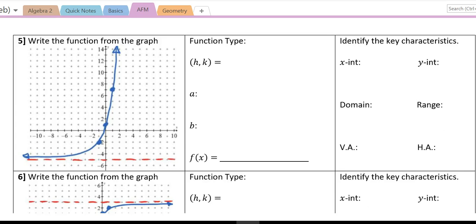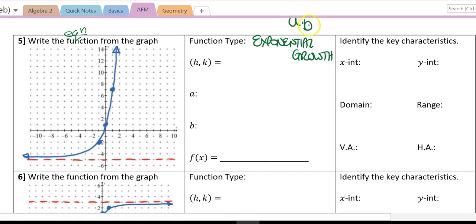Alright, second page, write the function from the graph. So it's the equation of the function from the graph. First thing's function type. This is an exponential growth. So we're following a times b to the x minus h plus k.